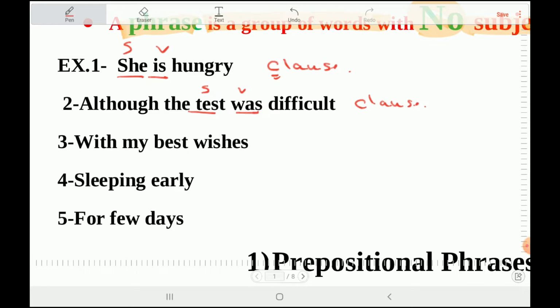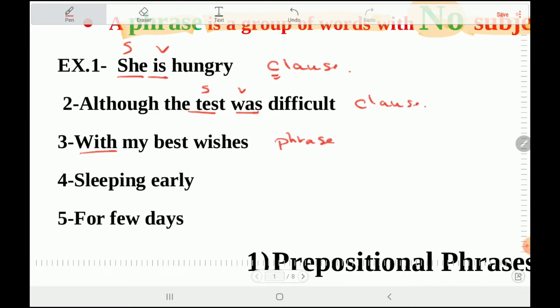He is, verb to be, he is happy. Is, are, am, seems, he seems happy. All these are state of being. يبقى هي action, yes, state of being. طب do we have here any verbs? No. With is a preposition. So this is a phrase.